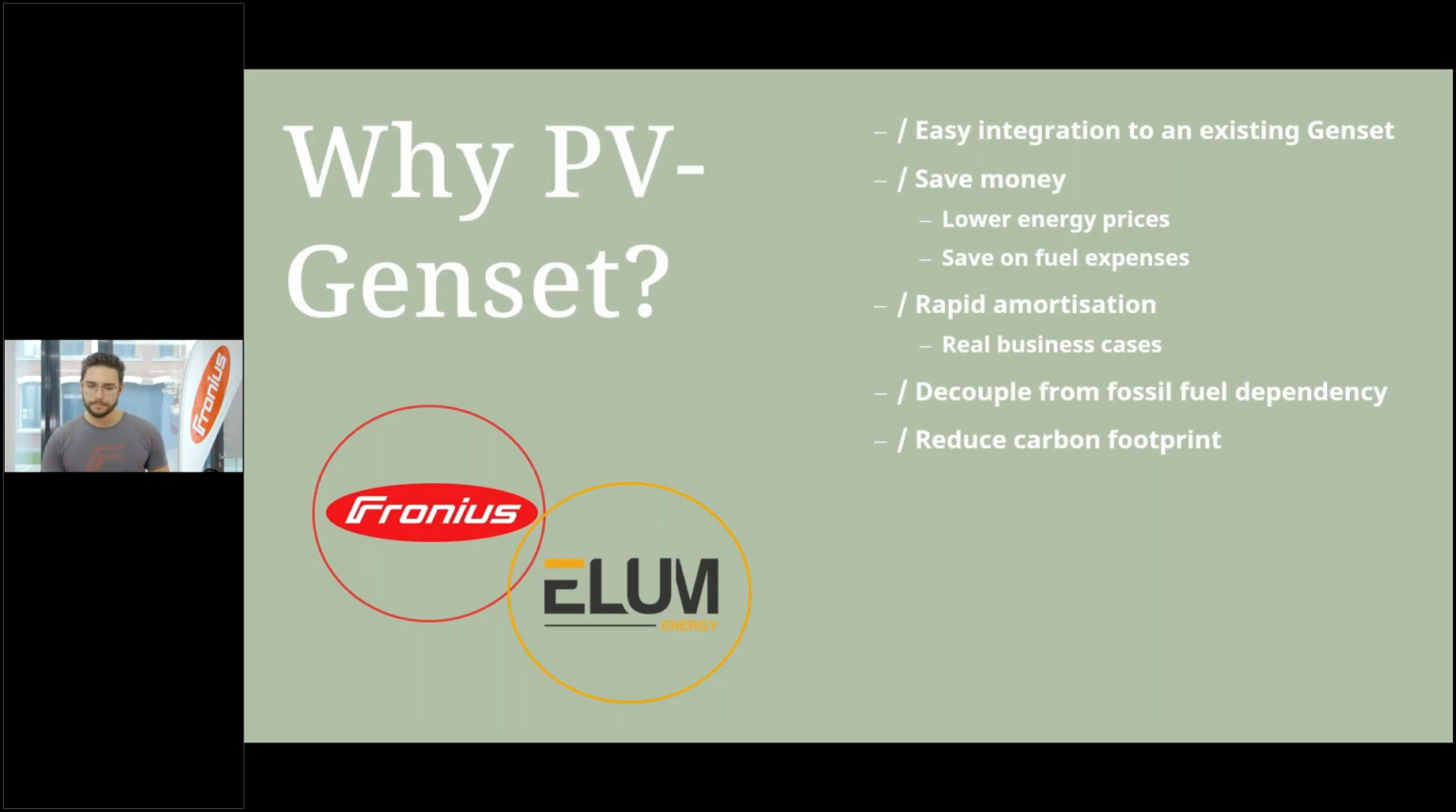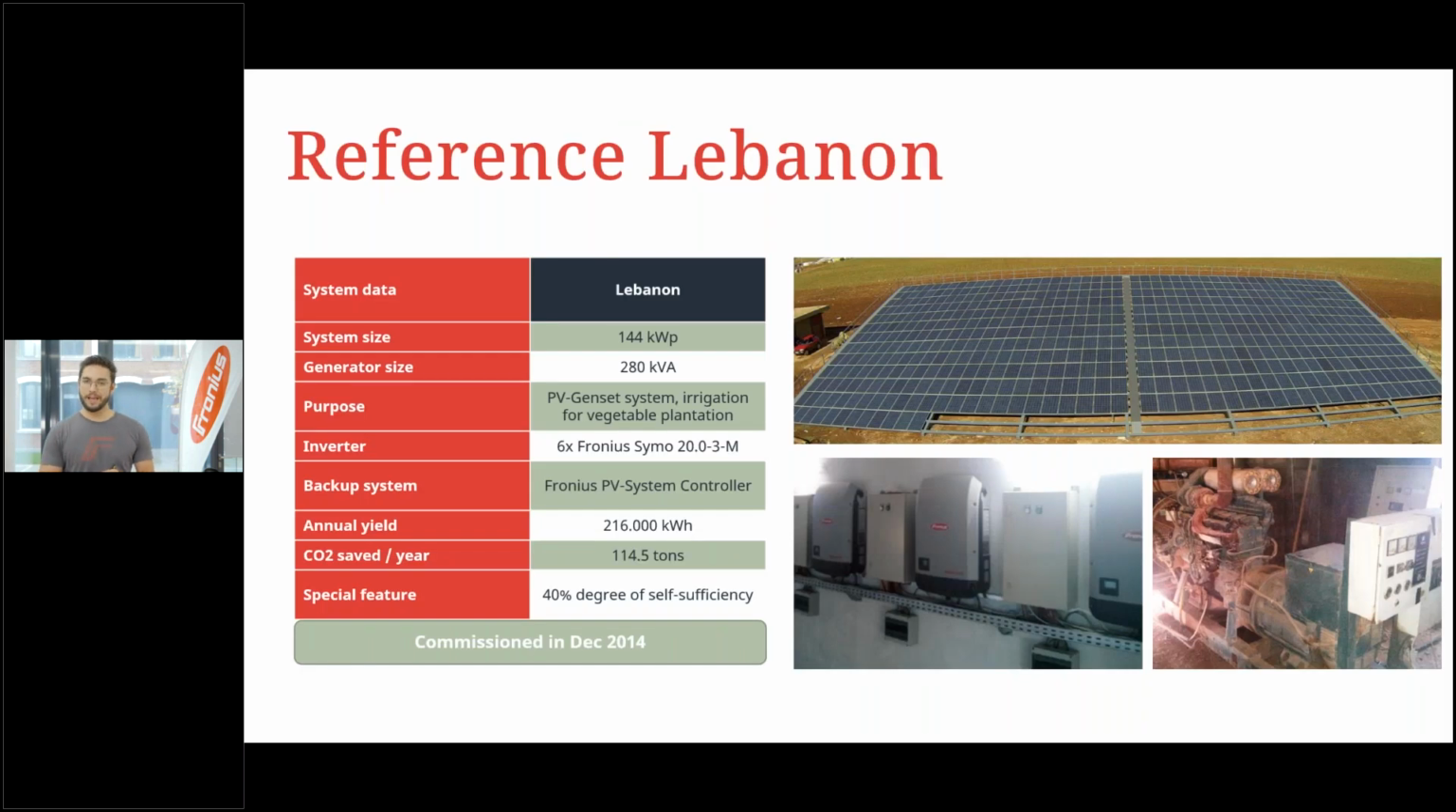Okay, we have mentioned that already. Then I have prepared a reference system for you. Based on this reference system, I have done a quick calculation, or more or less a colleague, an expert from the product management team, did a good calculation on that, and we can see the return on investment time of such a system. What we can see here is an irrigation system located in Lebanon. We have around 144 kilowatt peak with a generator size of 280 kVA. And as I mentioned, because of this irrigation system, you can imagine there is a big energy demand, and we cover a small percentage of that by using our PV Genset solution.